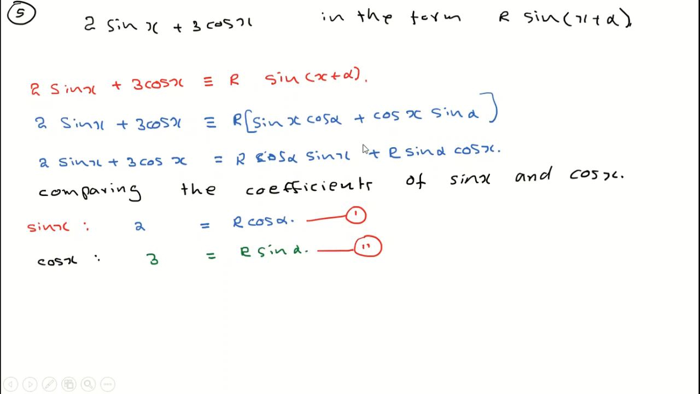When you compare the coefficients of sin x, on the left hand side you get 2, and on the right hand side you get r cos alpha. When you compare the coefficients of cos x, on the left hand side you get 3, and on the right hand side you get r sin alpha. To find r and alpha we know the process. To find r we square them and add. To find alpha we divide them.